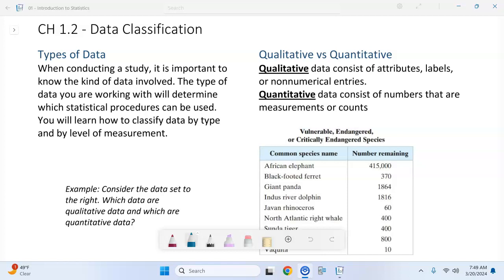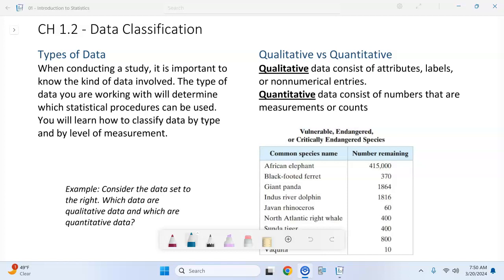We have qualitative and quantitative, okay? Qualitative data consists of attributes, labels, non-numerical entries, okay? Names of things. Qualitative data is names of things, attributes, labels, non-numerical entries. Quantitative data is numbers that are measurements and counts, okay? They have to be measurements and counts.